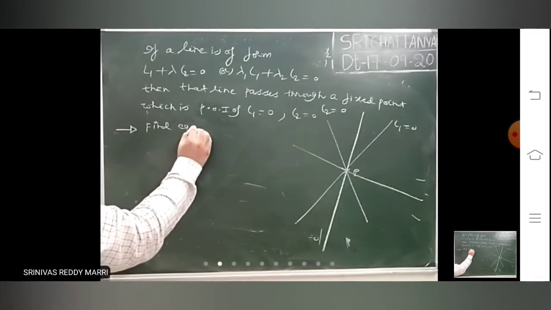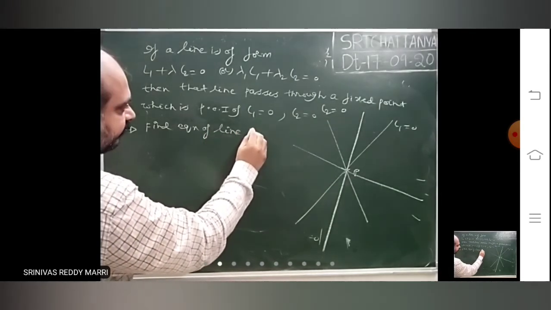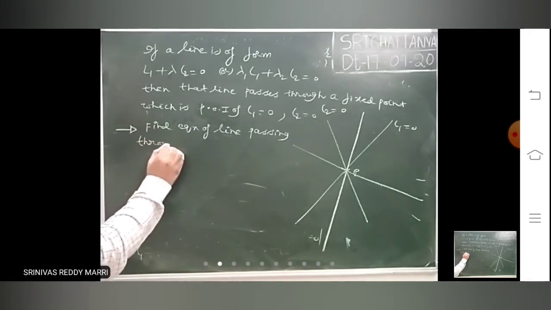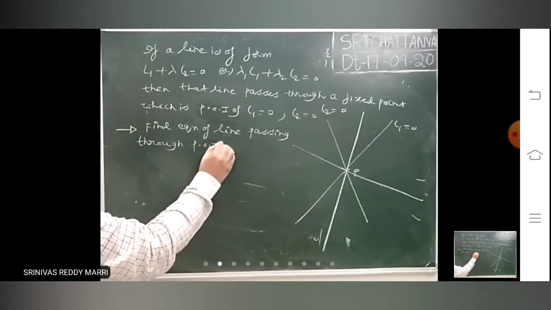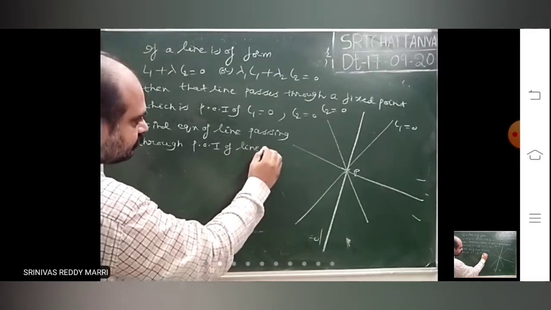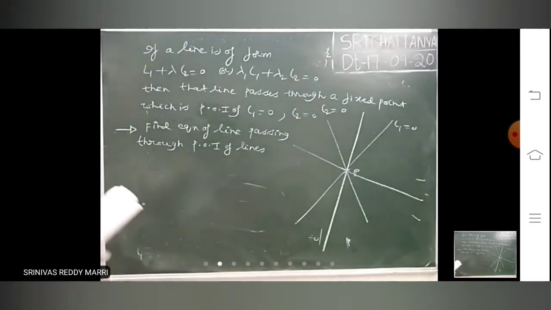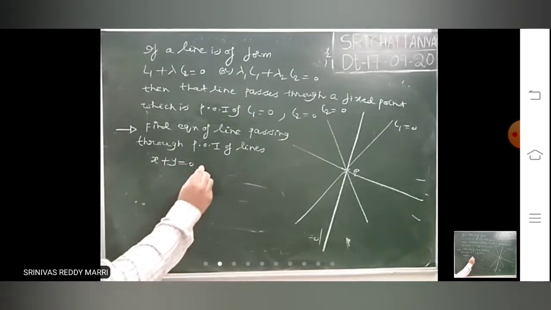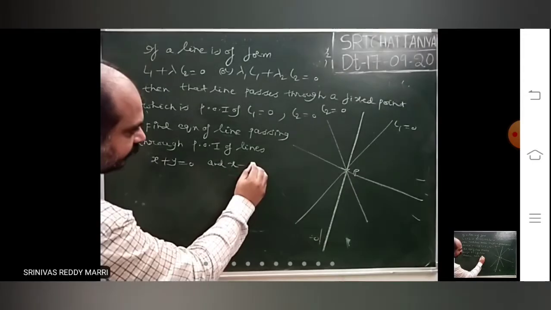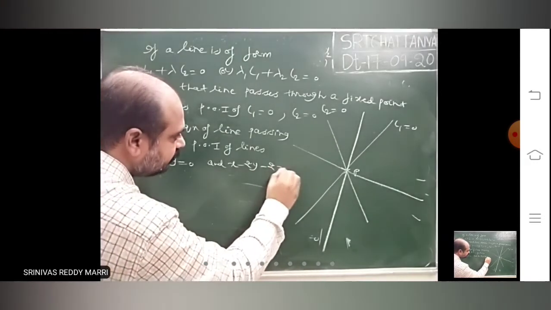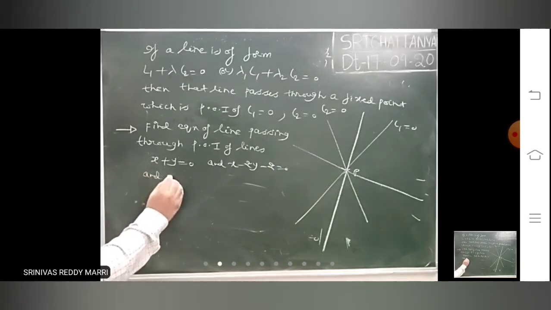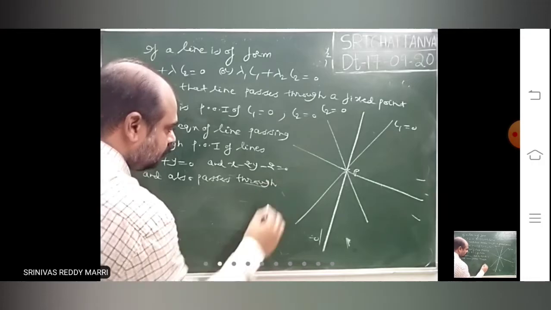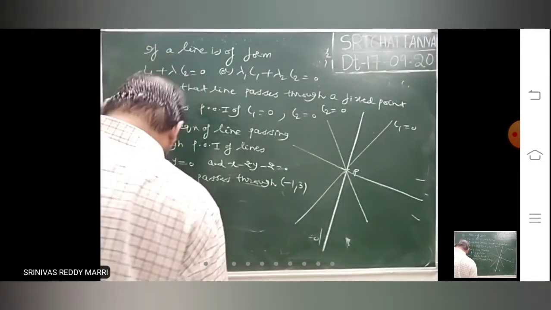He will ask like this: find the equation of the line passing through the point of intersection of the lines x plus y equal to 0 and x minus 2y minus 2 equal to 0, and also passes through minus 1, 3. Take one simple problem.